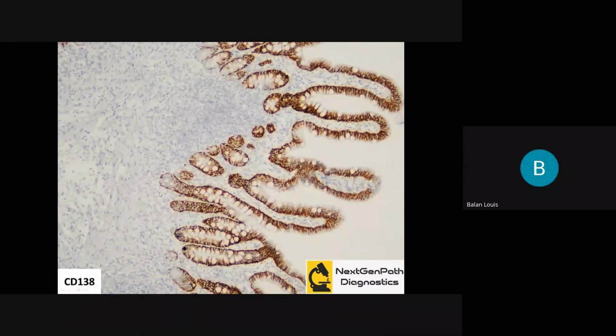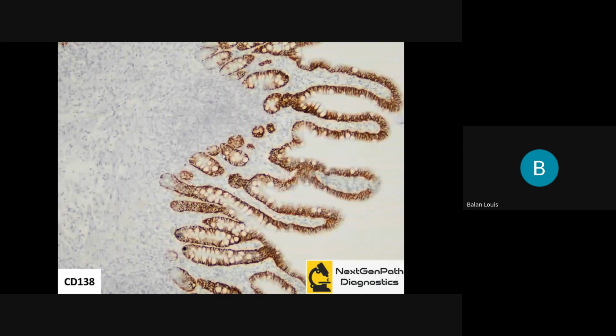You do a CD138 immunostain. The CD138 immunostain highlights the normal epithelial cells as well as plasma cells if they are present. But here you don't find any plasma cell in the lamina propria. So in this condition, you don't have plasma cells. So what is this condition? This is a common variable immunodeficiency.